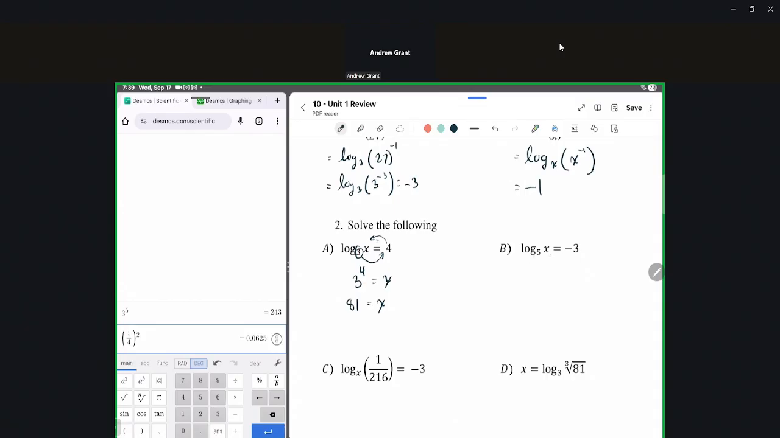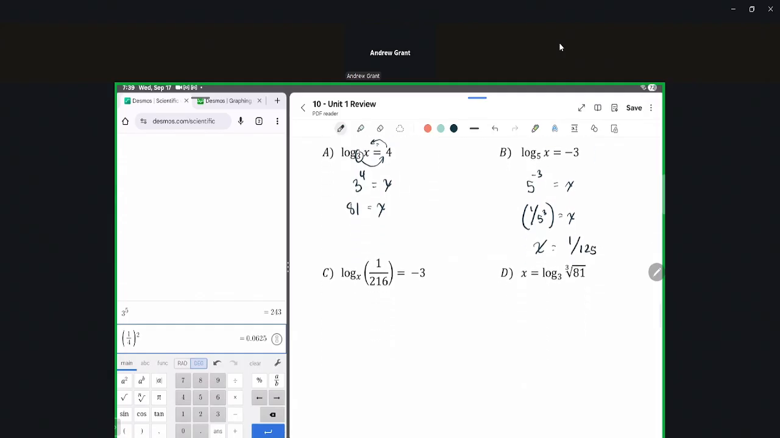Log base 5 of x is equal to negative 3. We know that this will be 5 to the power of negative 3 is equal to our x value. Taking the reciprocal, we end up with 1 over 5 to the power of 3. 1 over 5 to the power of 3 is equal to x. 5 to the power of 3 is 125. So consequently, x will be equal to 1 over 125.